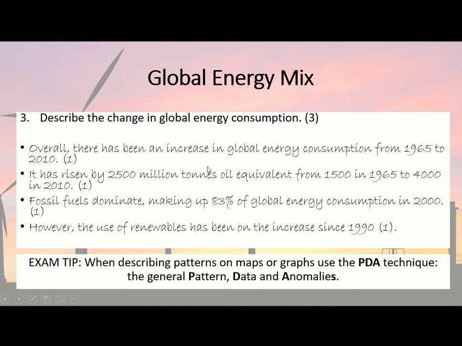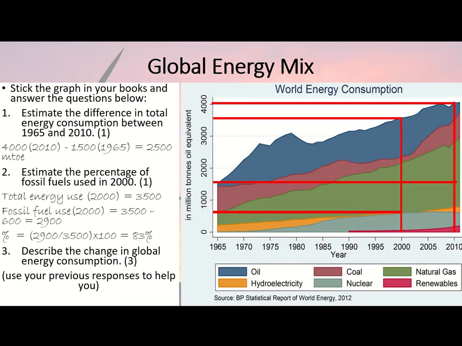So that is describing the changes to global energy consumption. It's going up from this to this. In 2000, I could have picked any year, but I picked the year 2000. 83% fossil fuels dominated, but renewables are growing. There we go. Pattern, data, anomalies, all shown and demonstrated through this particular graph.